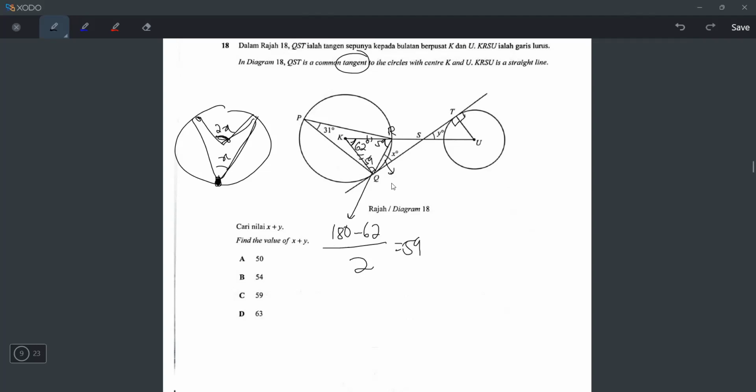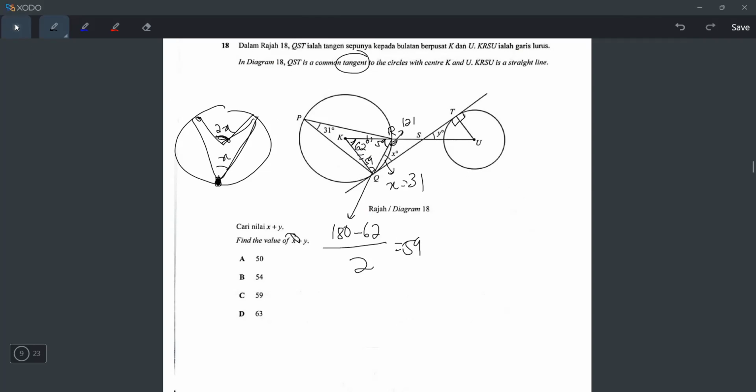It means, can I get X now? Yes, because I told you already the whole thing is 90, right? So 90 minus 59, let's press it. 90 minus answer. Okay, I got 31. So X is 31 degrees, but they want X plus Y, so I need Y also. So how to get this? Okay, 59. Okay, this is a straight line, right? So 180 minus 59. I got 121. So this should be the 121.